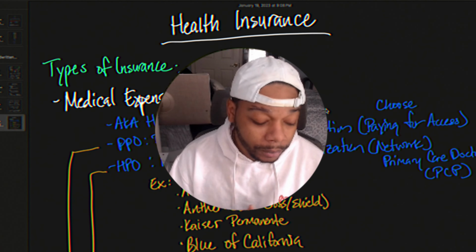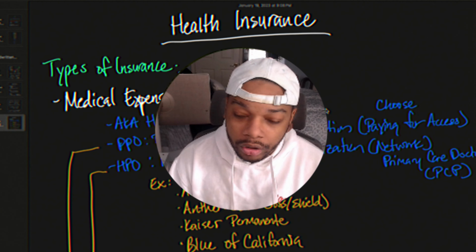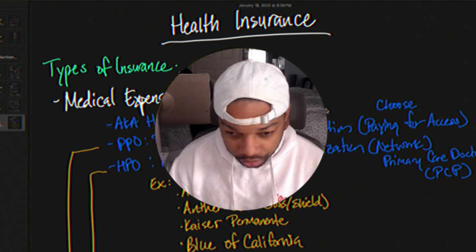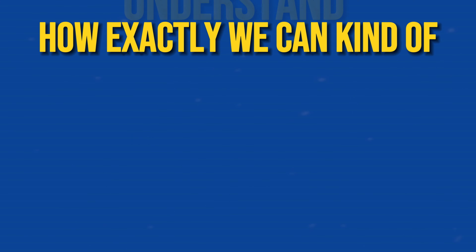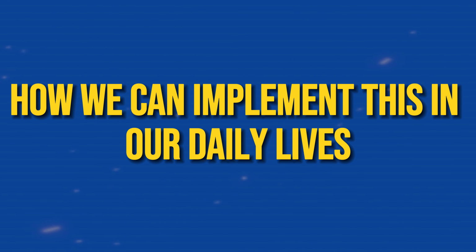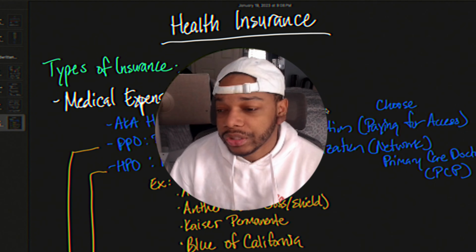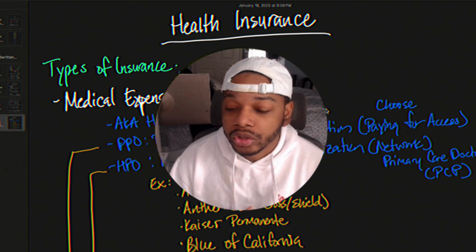I'm going to be coming out with a whole series, y'all. I'm literally going to be breaking down a whole series on just insurance in general, how we can understand the types of insurances that exist, and then how we can implement this in our daily lives when it comes to applying for insurance. So today we're going to be talking about health insurance, something that a lot of people are not aware of. So I'm going to be breaking this down.